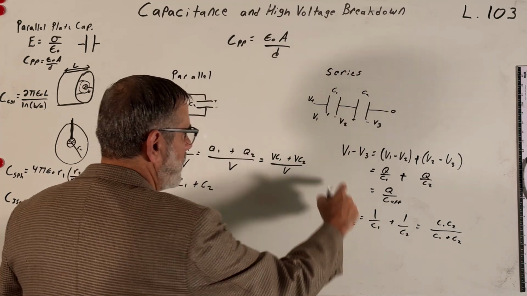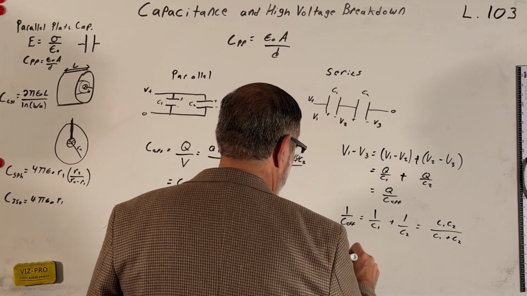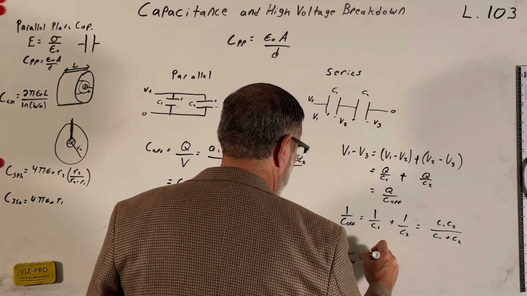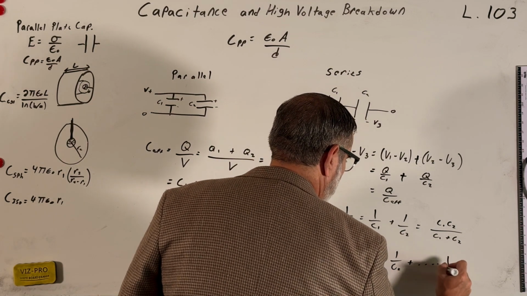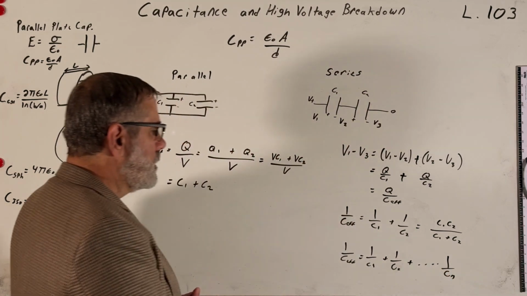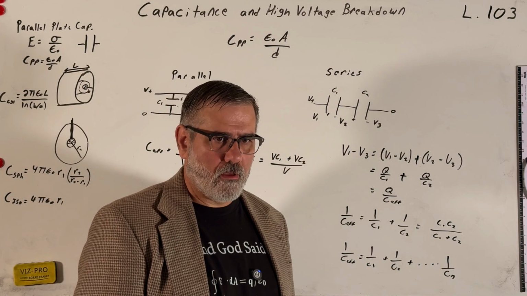Okay? If you had N capacitors in series, right, then it would be 1 over C effective is equal to 1 over C1 plus 1 over C2 plus ... 1 over C to the N. So you can see that by adding capacitors in series, you actually decrease the capacitance.